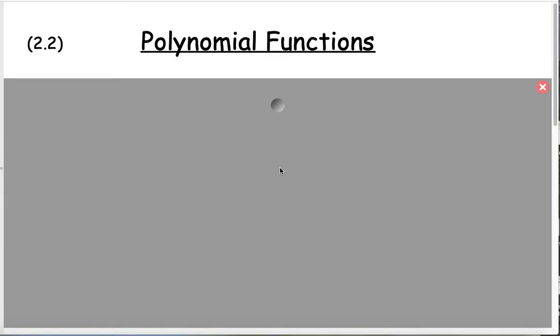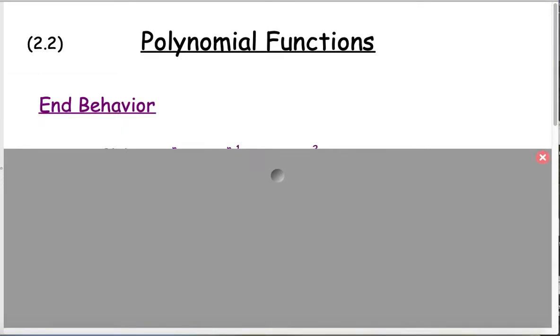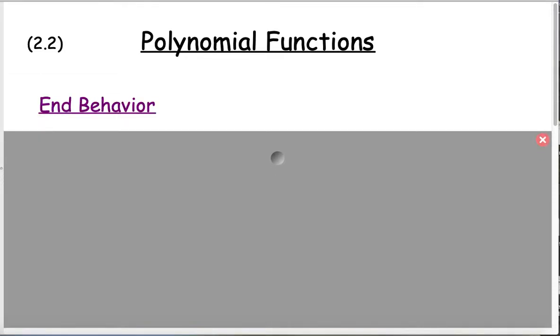Last time we focused on one particular type of polynomial function, namely the quadratic function, which is a second degree polynomial. So now we're going to talk more generally about polynomials. One of the things you should be able to recognize immediately when you look at a polynomial is the end behavior. By end behavior, I mean what happens to the graph of this function as you move to the left or as you move to the right. Will the graph be rising or falling?